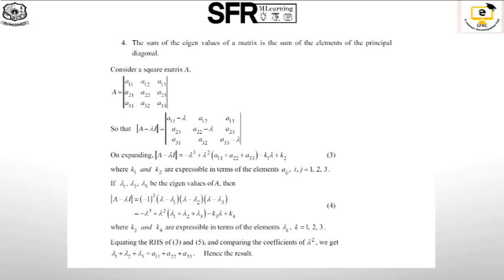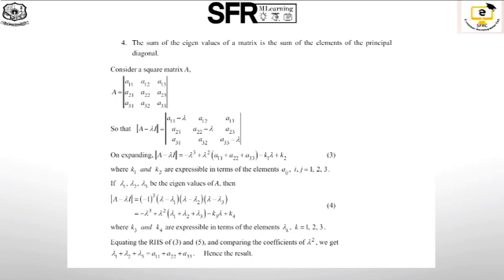Next, we simplify that determinant value. We have modulus of A minus lambda I equal to minus lambda cube plus lambda square into (A11 plus A22 plus A33) minus K1 lambda plus K2. Here, first we take the terms in lambda power 3 and lambda square. Next we take lambda, and the remaining constant is taken to be K2, where K1 and K2 are expressible in terms of the elements Aij, where i equals 1 to 3 and j equals 1 to 3.